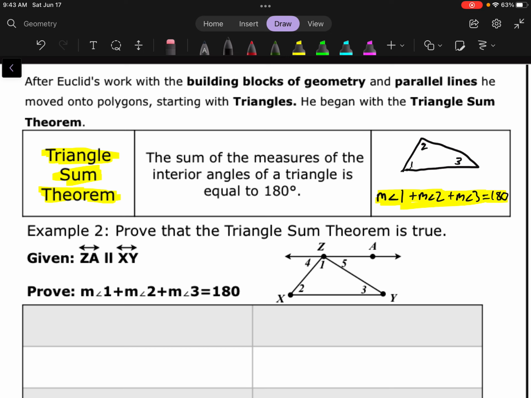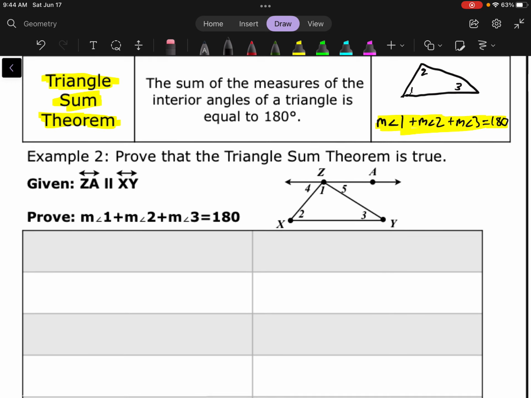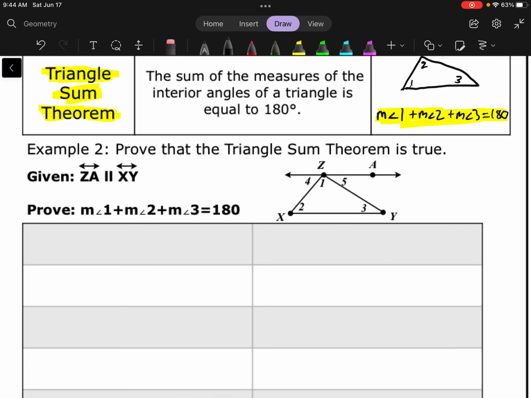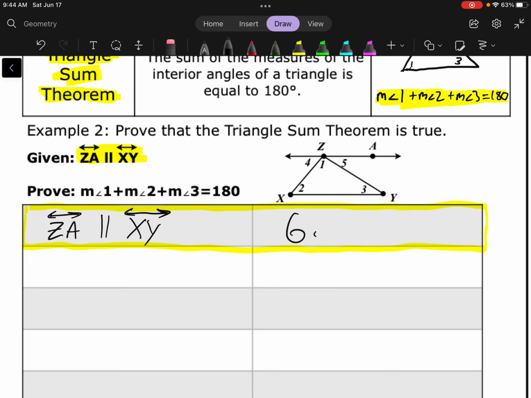And what we're going to do here below is actually try to do the proof that Euclid did to prove why those three angles always have to add up to be 180 degrees. All right. So example 2 says, prove that the triangle sum theorem is true. And we've got a given here. This given says that ZA is parallel to XY. Okay, so let's start off with that, and we'll take a look at what that even is referring to here. Because this diagram looks kind of funky, but this is the way that Euclid set it up. So we got ZA is parallel to XY. Given.